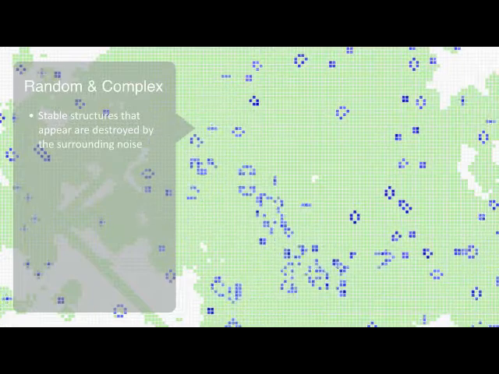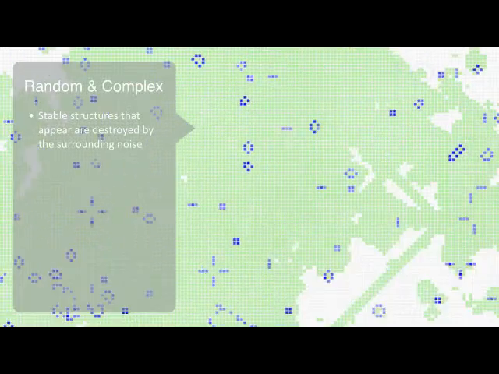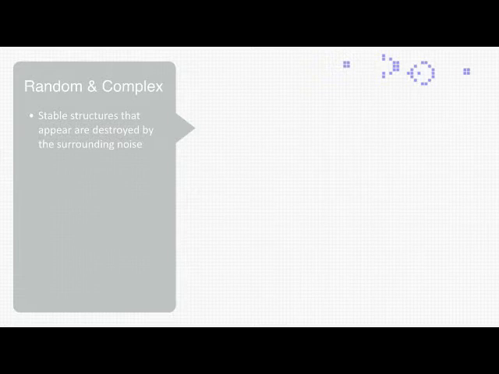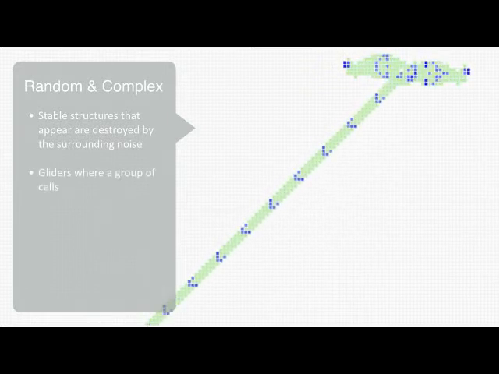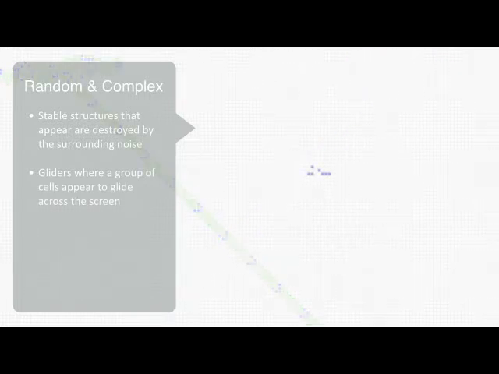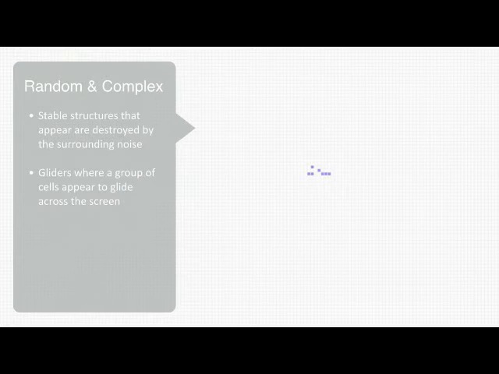Here we can get what are called gliders, where a group of cells appear to glide across the screen, and this is a good example of emergence, as we no longer see the simple rules that are producing them, but instead this emergent structure of an object gliding.